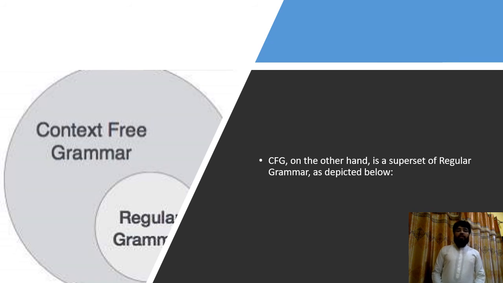Now, here is some example of a context-free grammar. CFG, context-free grammar, on the other hand, is a superset of regular grammar. Context-free means freely handling parentheses or anything else, while regular grammar is used where some parentheses are used and so on.